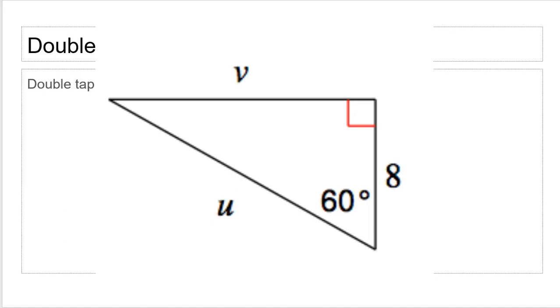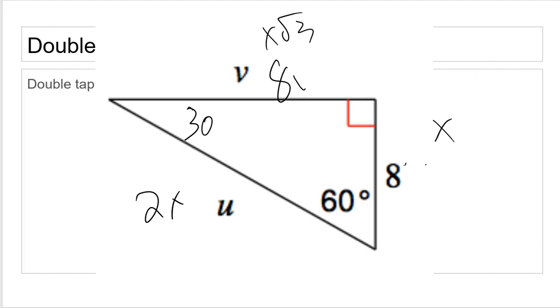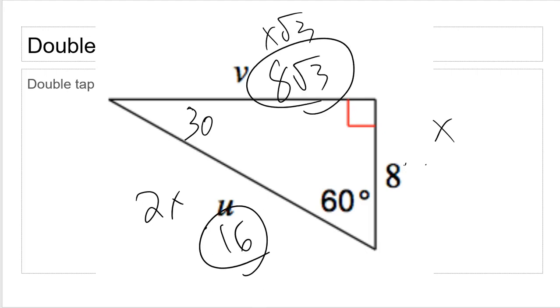Now, they can give you all these different things and all that kind of stuff. But I have 60, this must be 30. So it's across from here. So that means this is my smallest. That's my x. This is my x root 3. That's my 2x, something you better memorize. So to go from here to here, this is 8 root 3. From here to here is 16, because I took 2 times 8.